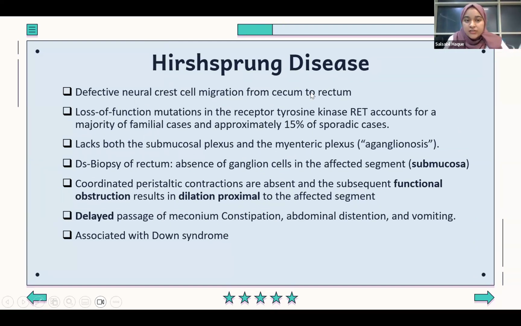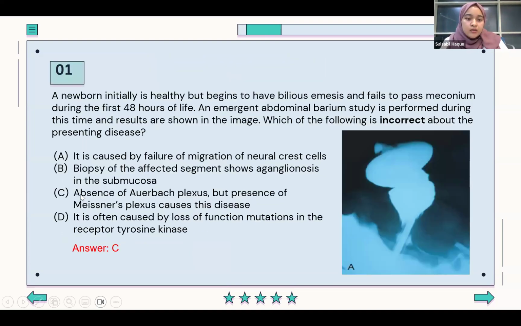It is caused by defective neural crest cell migration in both the submucosal and the myenteric plexus. So here, the option says that it is only in the Auerbach plexus, but the presence of Meissner's plexus causes this disease, which is not true. Both Auerbach and Meissner's plexus are absent in Hirschsprung disease.